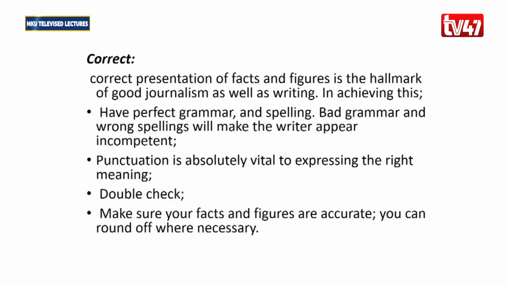Take, for example, you're talking about the payment to some of the workers, and you're saying that they are given 2,548 shillings per month. So you realize that it will be hard for the listener to understand that number. So you can simply say that these kinds of workers are paid less than 2,600 shillings per month. So that kind of information will be able to stick to the mind of the listener.